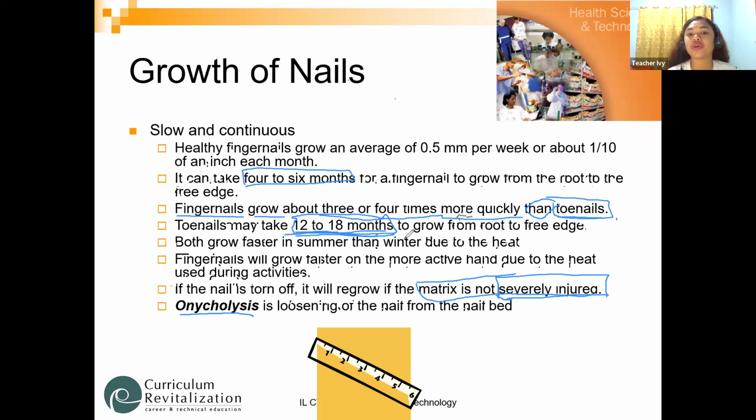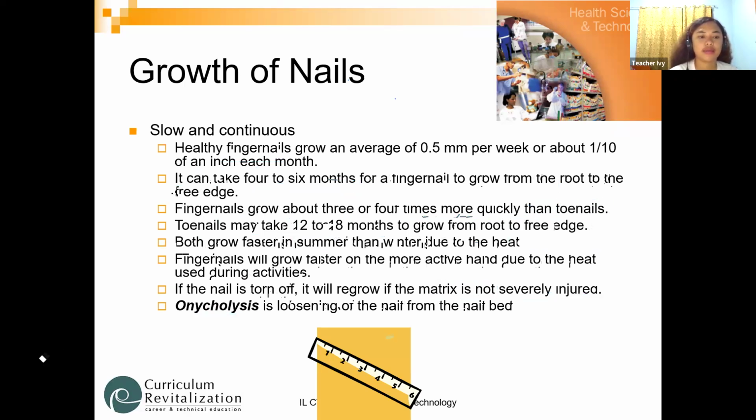The months it takes for your toenails to grow, the months it takes for your fingernails to grow, and which of the nails grow faster, the fingernails or the toenails. Okay, because after I end my class tonight, I am going to ask you those questions. Right, let us go to the next one. Let me erase it first so that we can proceed to the next. Okay, done.